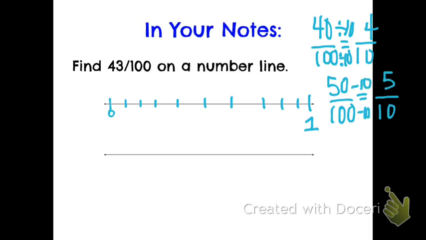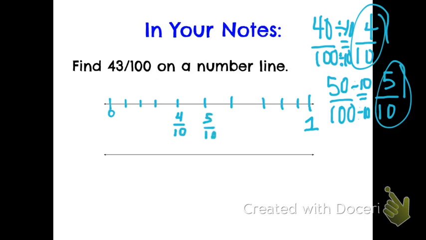So on my number line, I'm going to start by graphing 4/10 and 5/10. So 1, 2, 3, 4/10 would be right here. 5/10 would be right here. So now I know that 43 hundredths needs to be in between those two. At this point, I try to find something close, and I would say that this would be 43 hundredths on my number line. Again, it's finding an equivalent fraction that works with this type of number line.